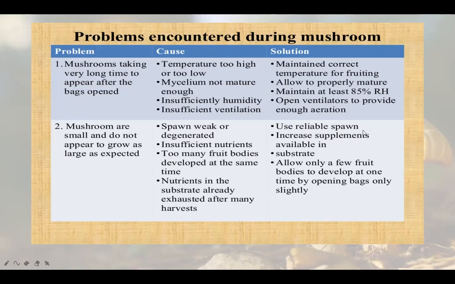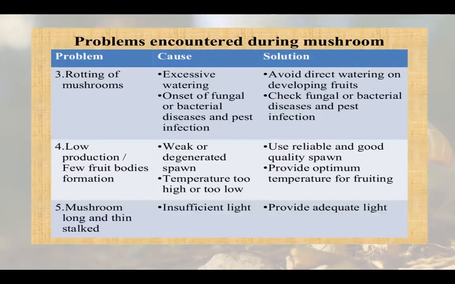Spawn you have to take from registered production centers, and if nutrients are not sufficient, you have to increase the supplementation. If fruiting bodies grow at the same time, you have to allow only a few fruiting bodies to develop at one time by opening the bags only slightly. If you open the bags, space can be increased for them to grow, and the substrate must be properly sterilized.